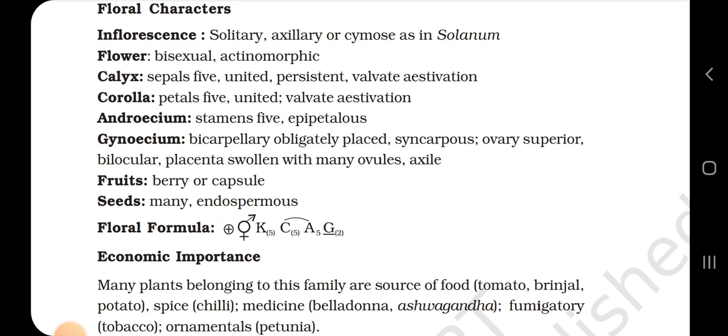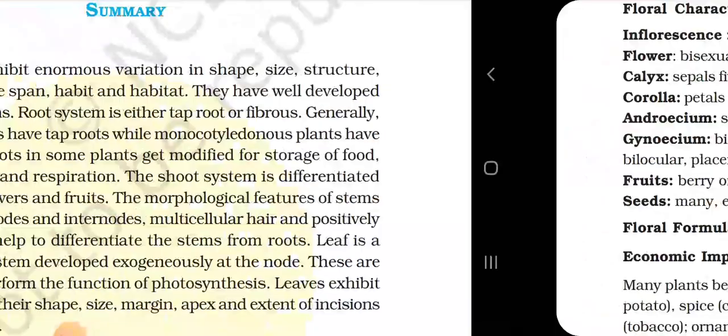Floral formula is this. Economic importance: many plants belonging to this family are a source of food, namely tomato, brinjal, potato; spice, chili; medicine, belladonna, ashwagandha; fumigatory, tobacco; ornamental, petunia.